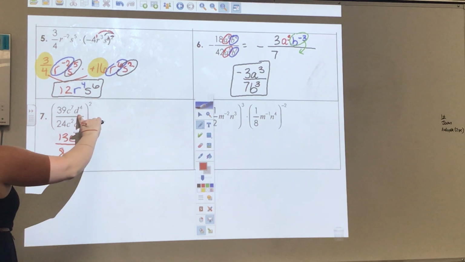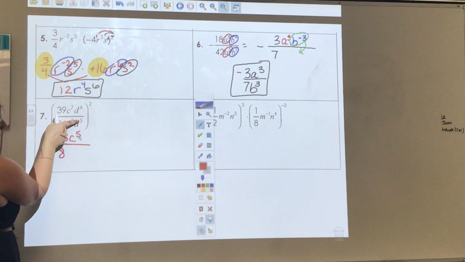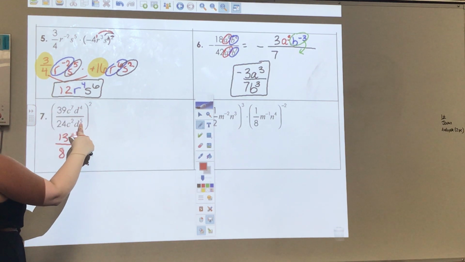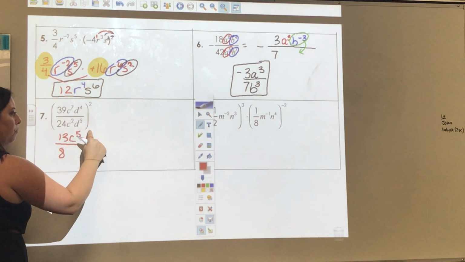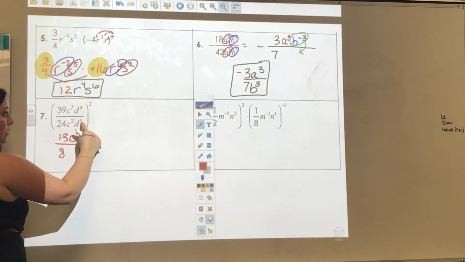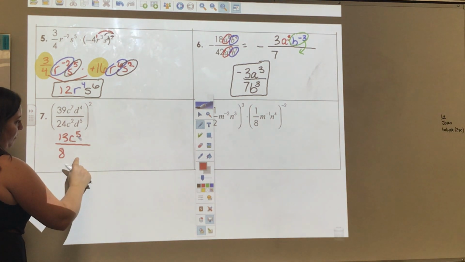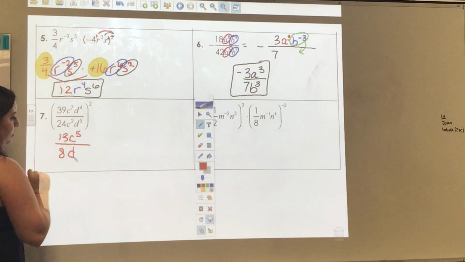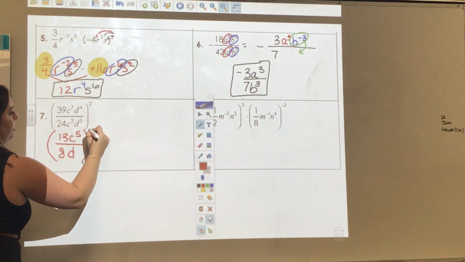All right? d to the 4th, d to the 5th. We need to subtract these. What is 4 minus 5? -1. So I would write d to the -1 right here, but I would end up moving it down here. So I'm going to skip that step. 4 minus 5, so I would have d to the -1. I know I need to move it down here. So this becomes d to the 1st. Now this whole thing is raised to the second power.